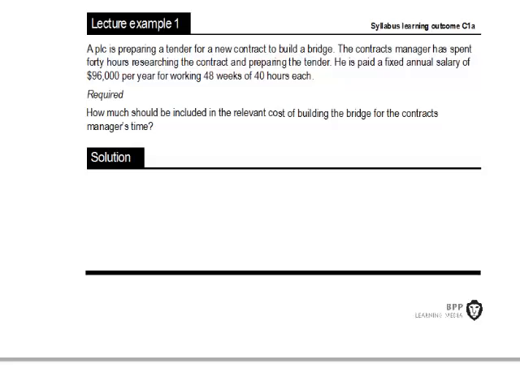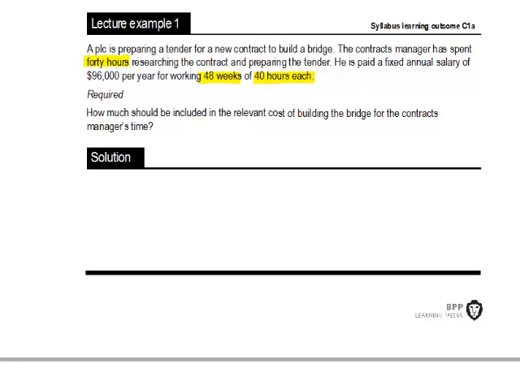Let's explore the idea of non-relevant costs in a bit more detail. Lecture example 1. APLC is preparing a tender for a new contract to build a bridge. The contracts manager has spent 40 hours already researching the contract and preparing the tender, and he's paid a fixed annual salary of $96,000 a year for working 48 weeks of the year, 40 hours each week. How much should we include as the relevant cost of building the bridge for the contract manager's time?